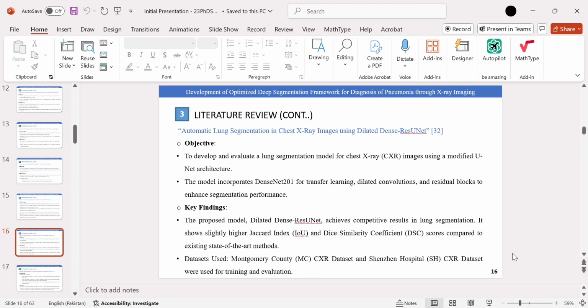And this is another paper, Automatic Lung Segmentation in Chest X-ray Images using Dilated Dense Residual UNet. They also worked on development and evaluation of a lung segmentation model, and they worked on a modified UNet architecture.